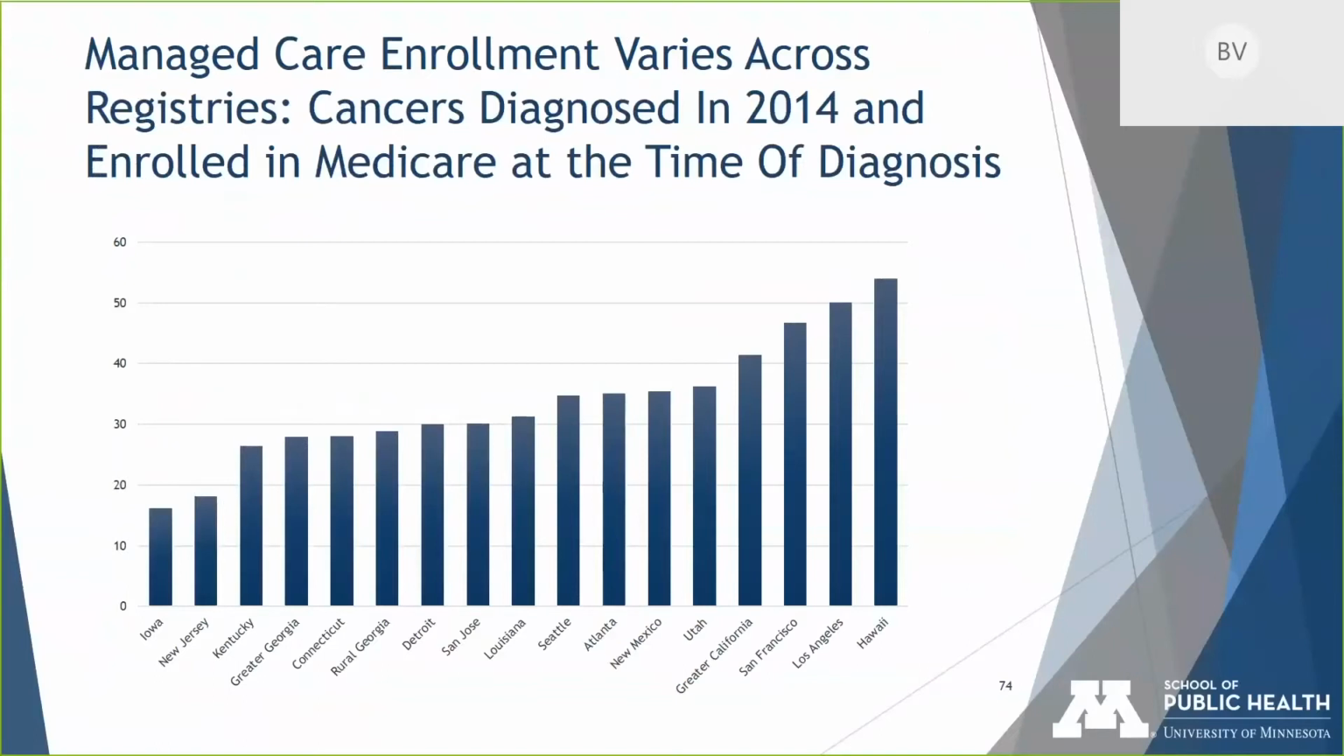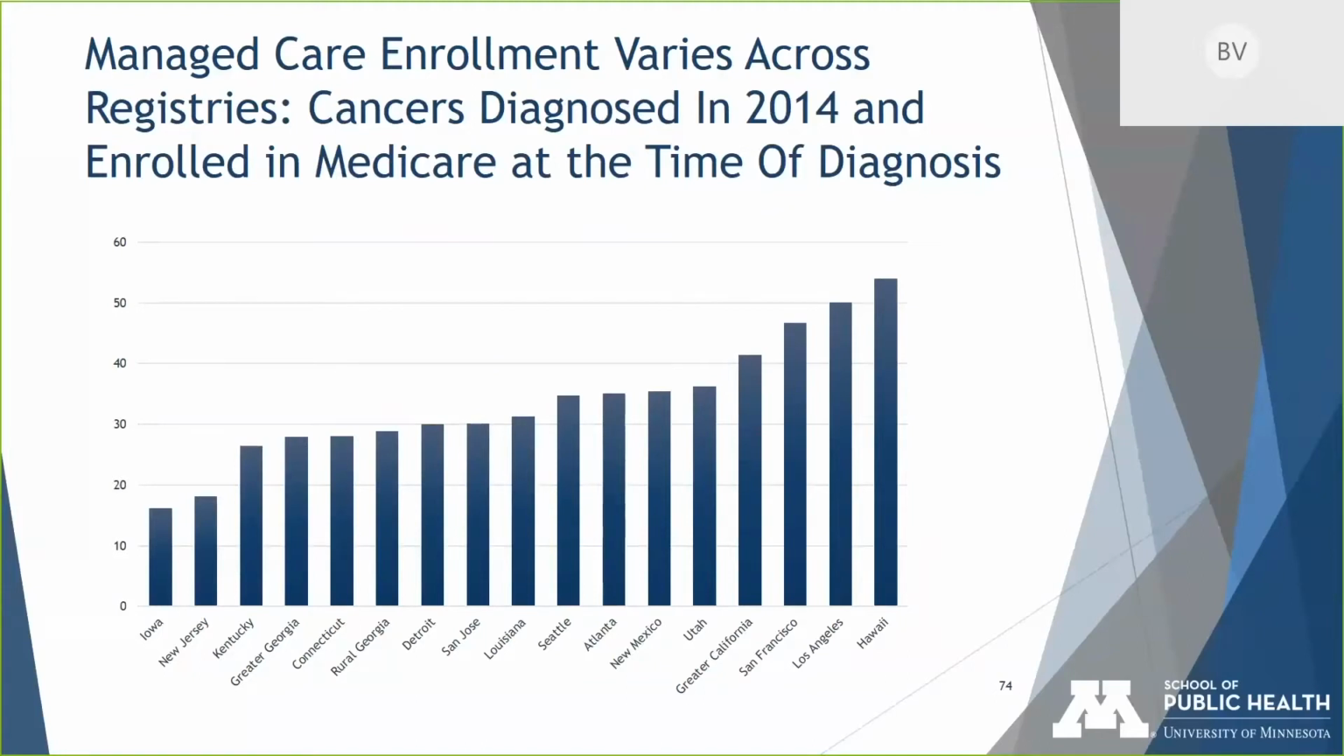What we did here to help you understand that is we looked at cancers diagnosed in 2014 and enrolled in Parts A and B of Medicare at the time of their diagnosis. Out of that group, we looked at the percentage of those individuals that were also enrolled in managed care at that time. We summarized that information across registries and ordered them for you so that you can see that there's a wide range of how much managed care enrollment there is across registries.